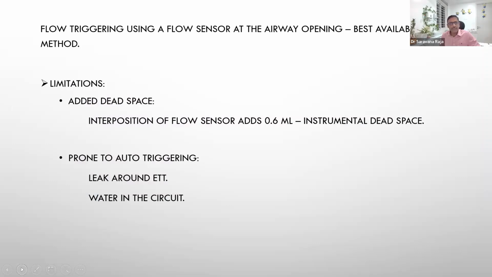Among these, flow triggering using a flow sensor at the airway opening is the best available modality at present. Here too there are some limitations in the form of added dead space. The insertion of the flow sensor adds 0.6 ml to the instrumental dead space. It is also prone to auto-triggering by leak around the endotracheal tube and water in the circuit.